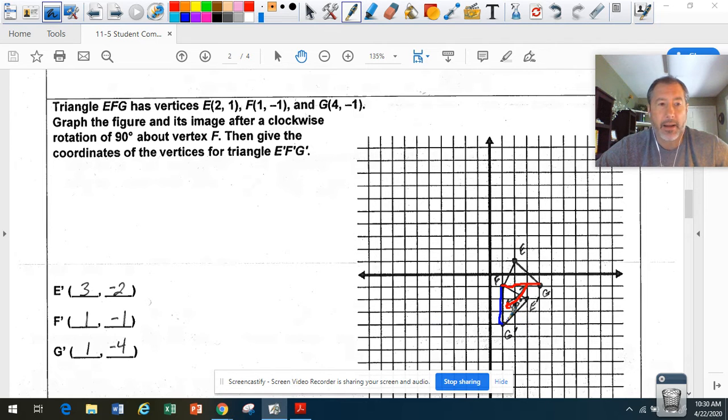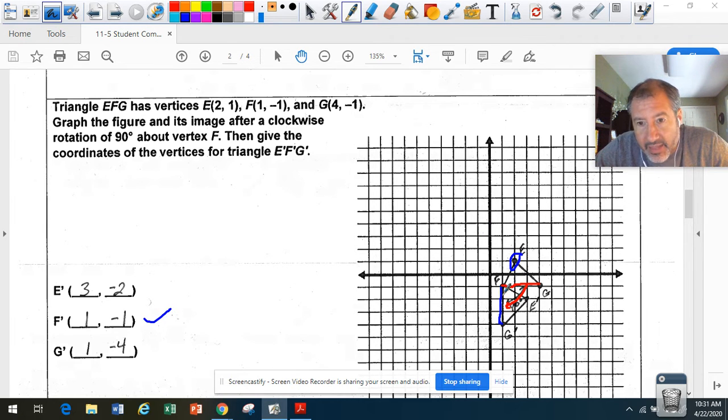Now, if you think about it, F remains the same, because that's our center of rotation. F is still going to remain the same. That's going to be our 1 comma negative 1. The only point that we have to figure out is where E is. And I think you'd be able to figure this out. Just think, if you have to, turn your head sideways. Now mine's going the opposite way. It should be like that. Turn your head sideways there, and then you can see how it's turned.